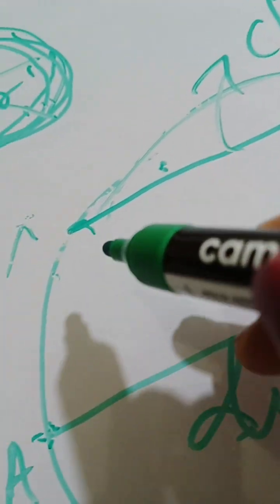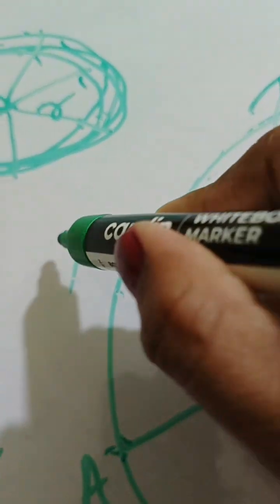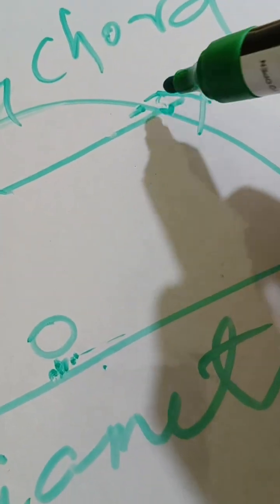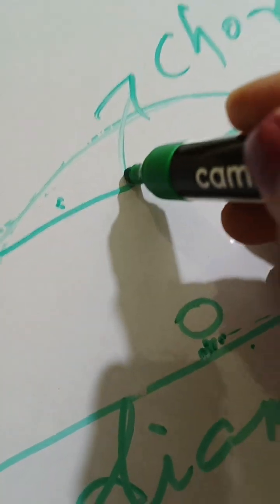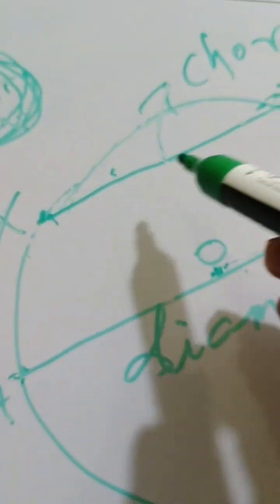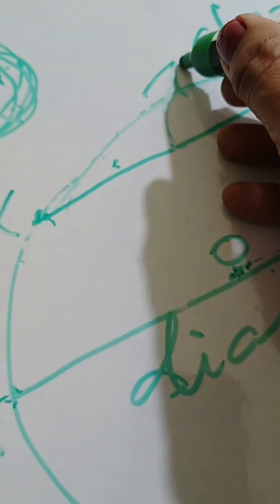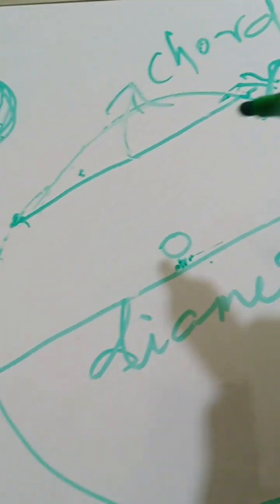And what is a chord of a circle? If you mark any 2 points on a circle, suppose this point is x and the other point is y, and we join xy, we get a chord of the circle. So the line segment that joins any 2 points on a circle is called a chord of the circle.